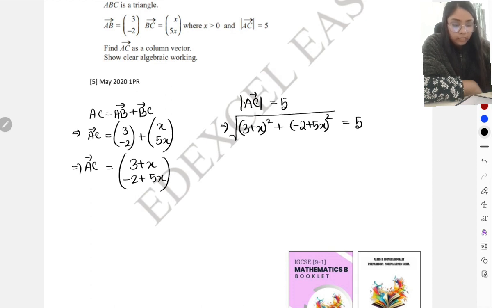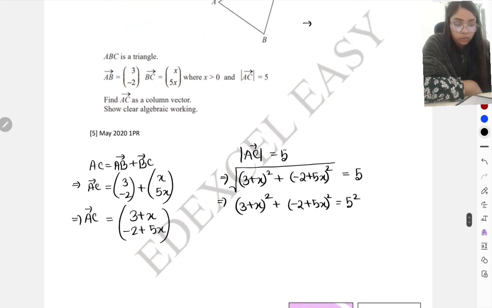Now I'm not planning to calculate this under a root. I'll just take this root to the right hand side. So I'll just write it down over here for this line, and for the next line it's going to look like (3 plus x) whole square plus (minus 2 plus 5x) whole square equals 5 square. Now 5 square will be certainly 25, but this 3 plus x and minus 2 plus 5x have to be broken down using that (a plus b) whole square formula.